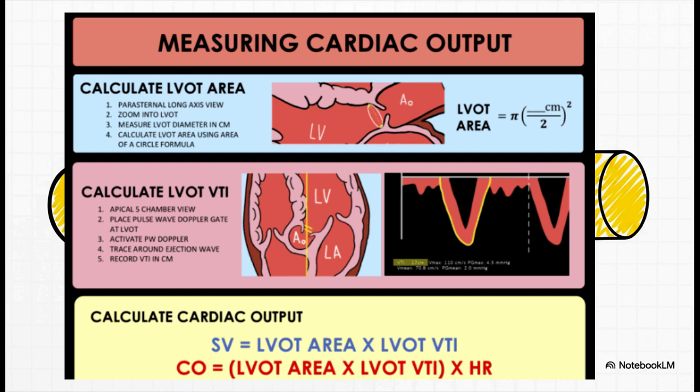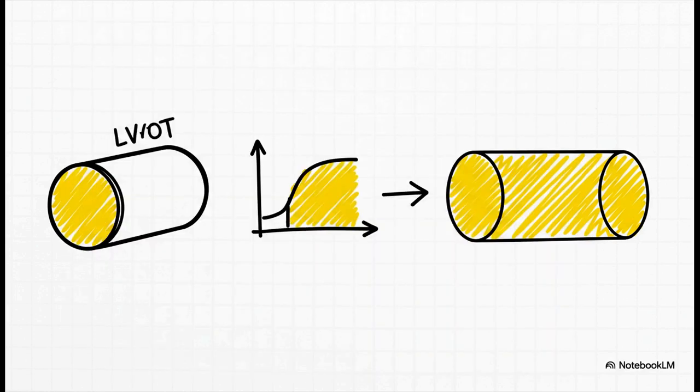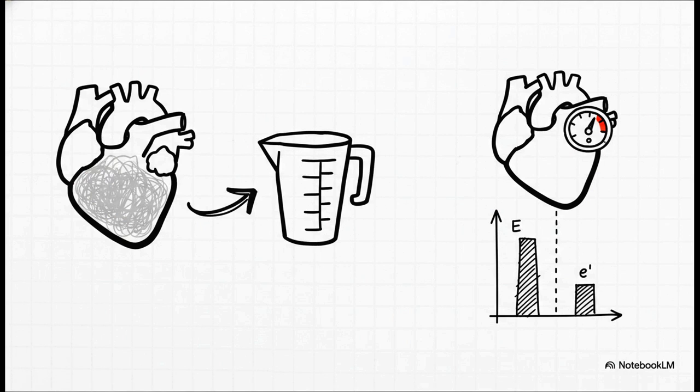That's the velocity time integral, or VTI. You multiply the area of the pipe by the distance the blood traveled, and that gives you the volume. That's your stroke volume. And last but not least, let's talk about preload.